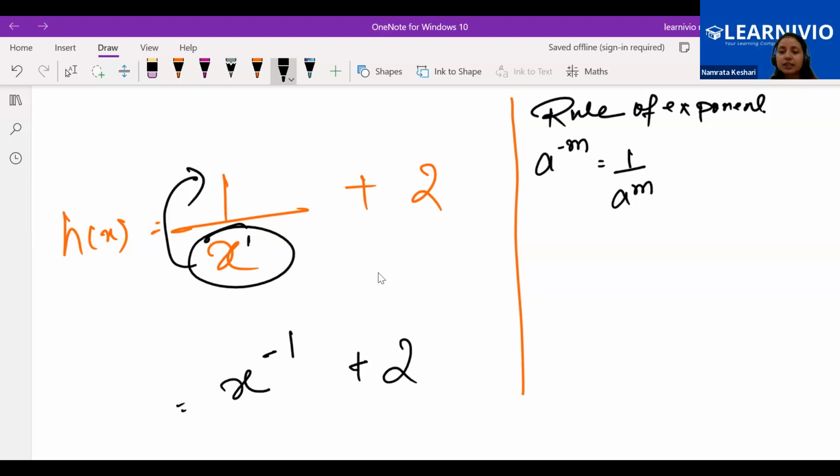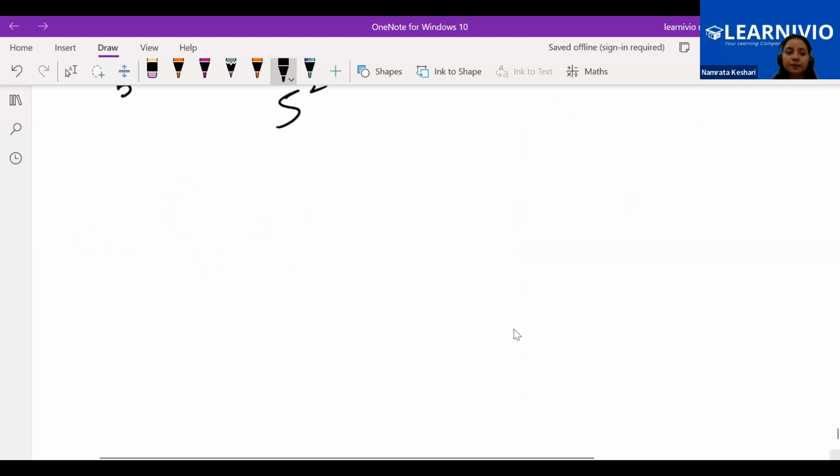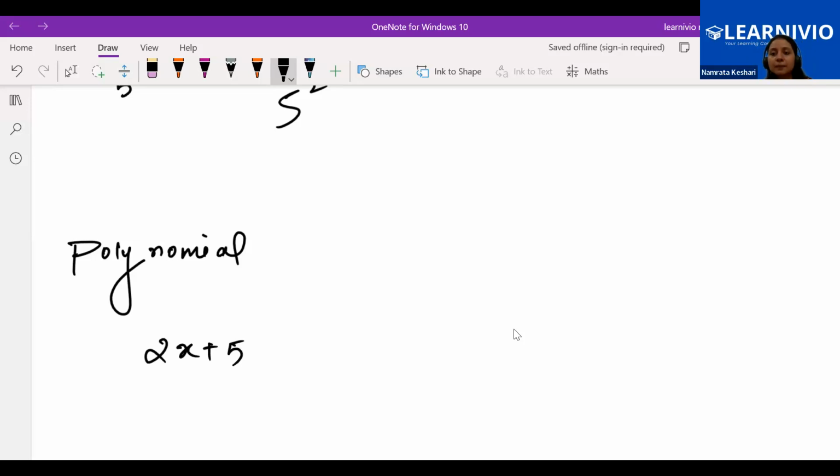If you understood polynomial, then let's get back to polynomial function. In the polynomial chapter, we have learned about different types of polynomial. According to the degree of the polynomial, each type has its particular name: linear, quadratic, cubic, quartic. Do you know these polynomials? If I write 2x plus 5, what is the degree? 1. Degree means the highest power of the variable. It's called a linear polynomial.